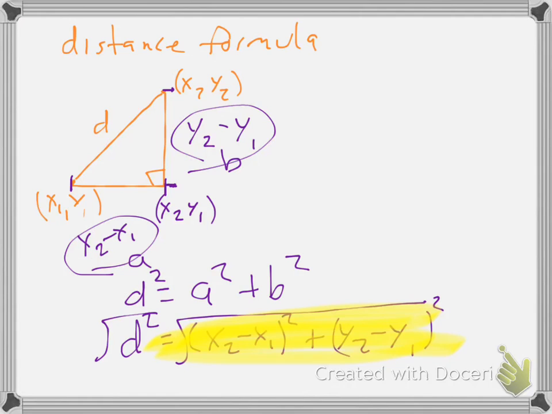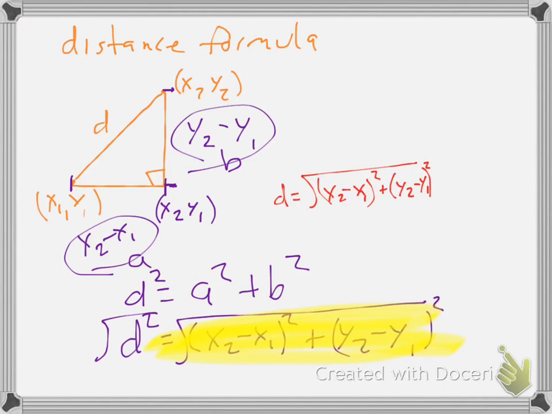The distance formula, a little bit more cleaned up here, would be D equals the square root of x2 minus x1 squared plus y2 minus y1 squared. Okay, so now we're just using the distance formula. If I gave you two points, could you find the distance?